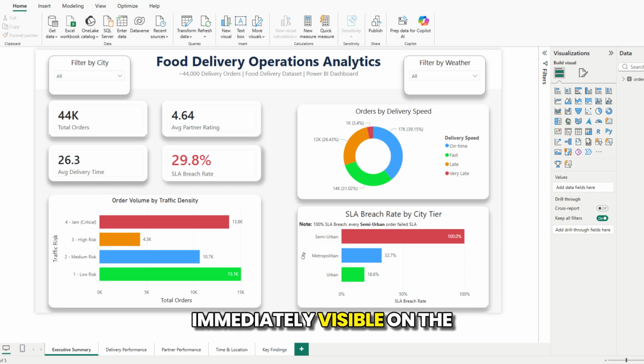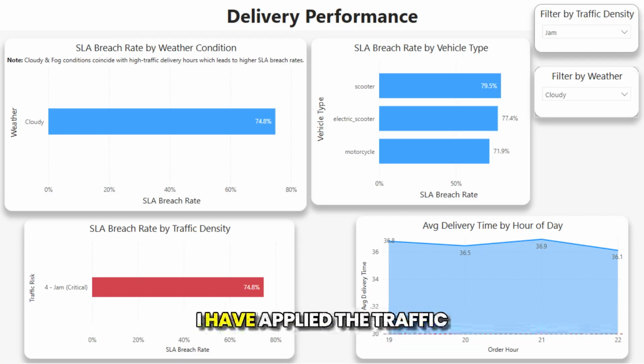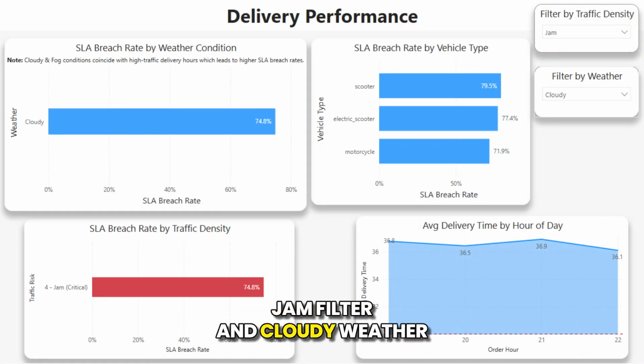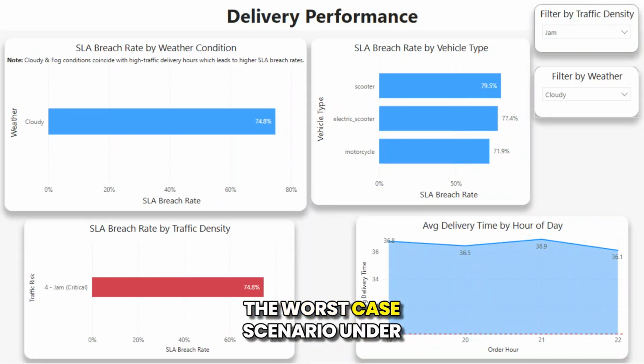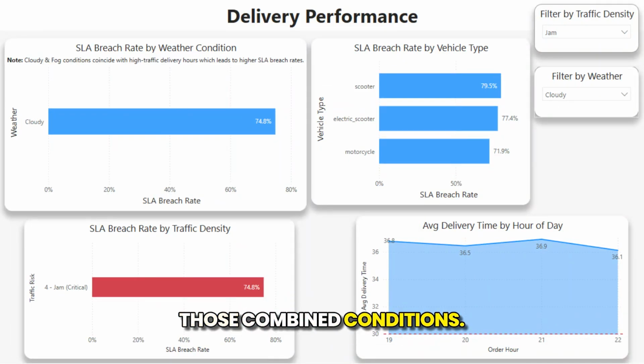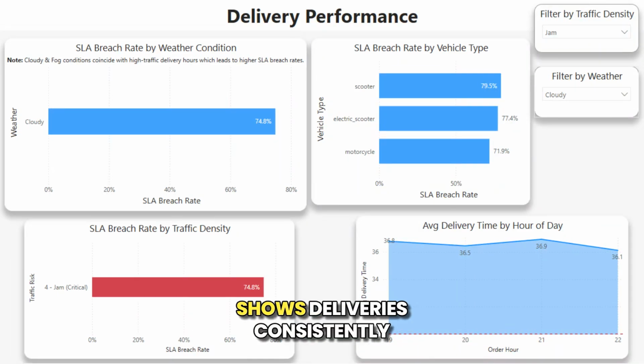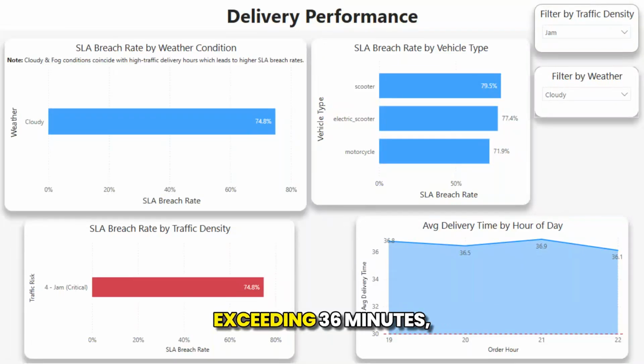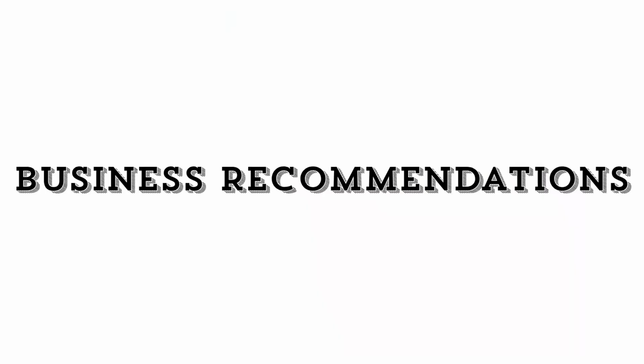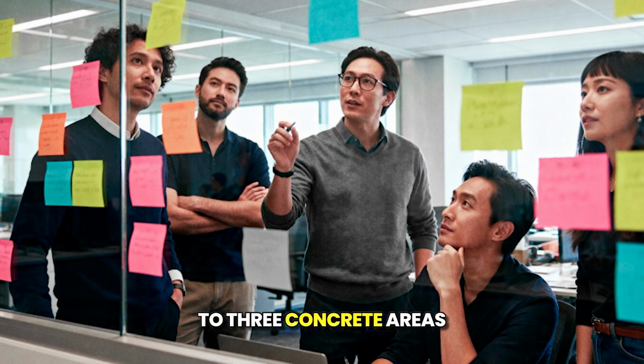On the delivery performance page, I have applied the traffic jam filter and cloudy weather filter together to show the worst case scenario. Under those combined conditions, breach rates across vehicle types all land above 70%. The average delivery time chart in the bottom right shows deliveries consistently exceeding 36 minutes, which is more than the 30-minute SLA threshold. The analysis pointed to 3 concrete areas where the operations team could act.